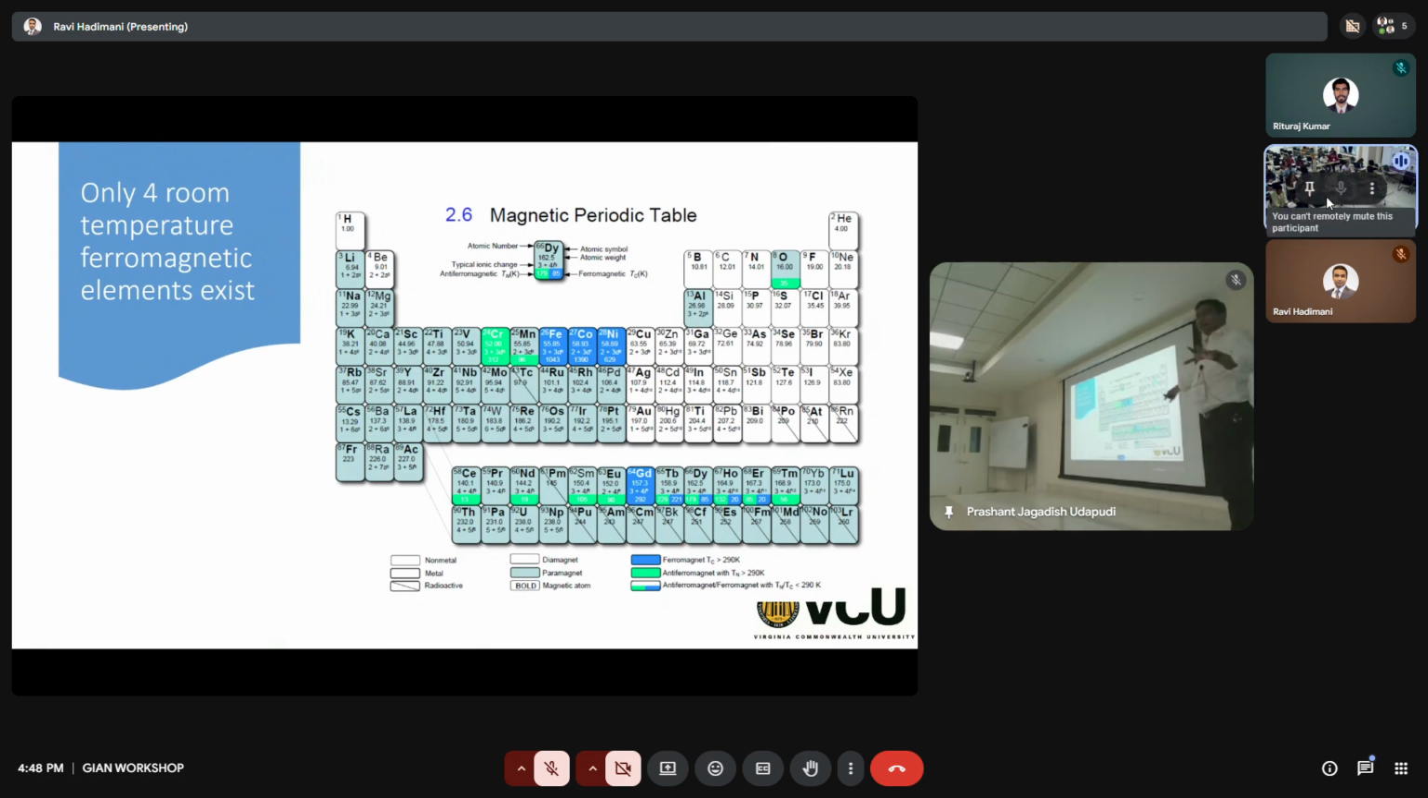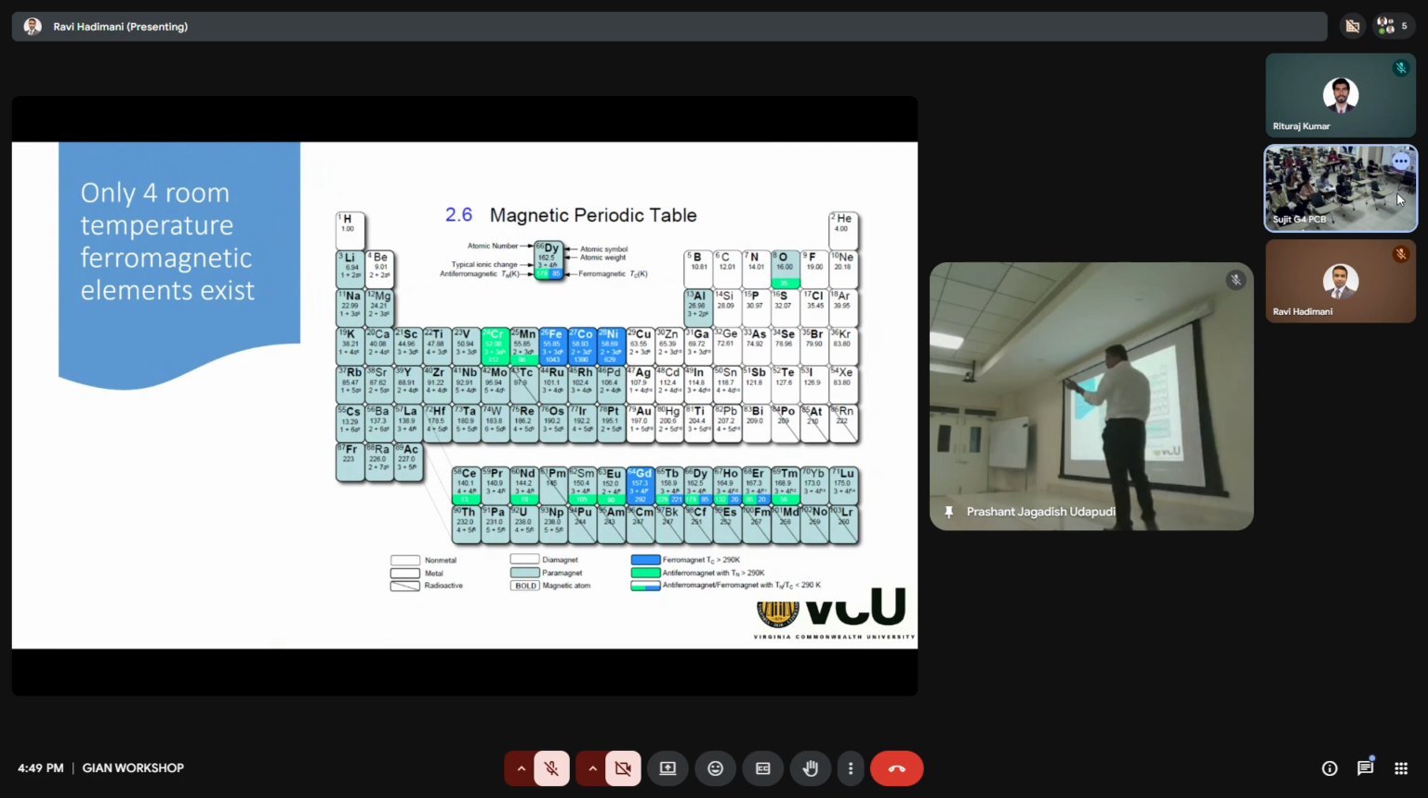So there are 118 elements, but most of them are useless because they only live for a fraction of a second, which is microseconds. All these above 92 are man-made materials that are stable only for microseconds, right? So that's why you don't know whether they're in liquid phase, solid phase, or what. So coming back to the question, how many elements are there that are ferromagnetic?